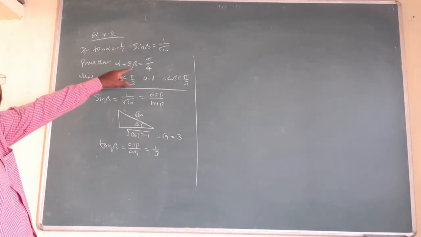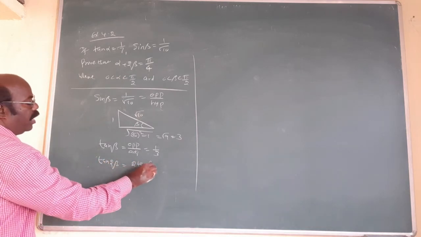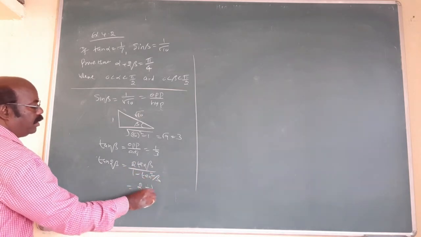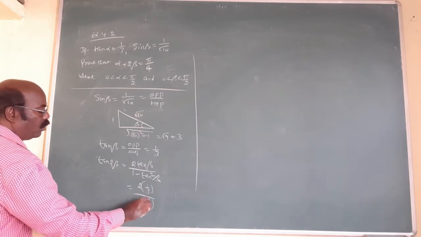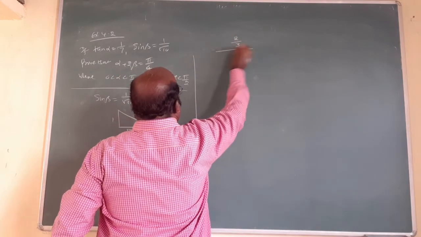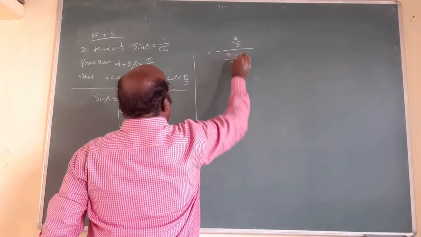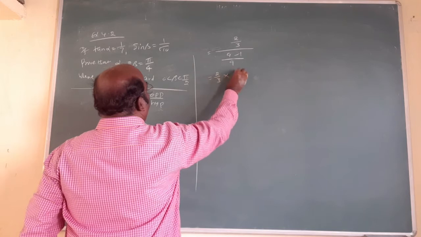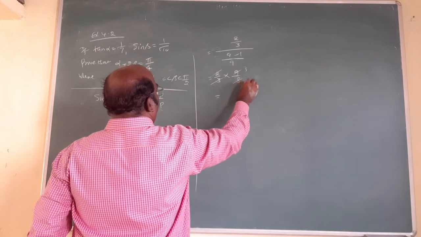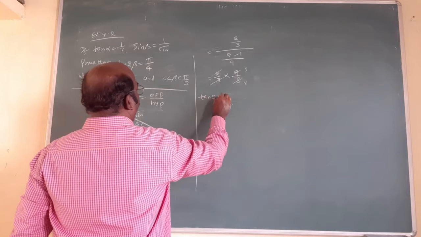But here we want 2 beta. That's why write the formula: tan 2 beta equal to 2 tan beta by 1 minus tan square beta. That is the formula. 2 into 1 by 3, over 1 minus 1 by 3 whole square. Now 2 by 3 divided by, here 1 by 3 whole square is 1 by 9, and taking LCM 9, 9 minus 1 over 9. Now reciprocal: 2 by 3 times 9 by 8. 1 time, 3 times, 1 time, 2 times, 4 times. So 3 by 4. This is tan 2 beta equal to 3 by 4.